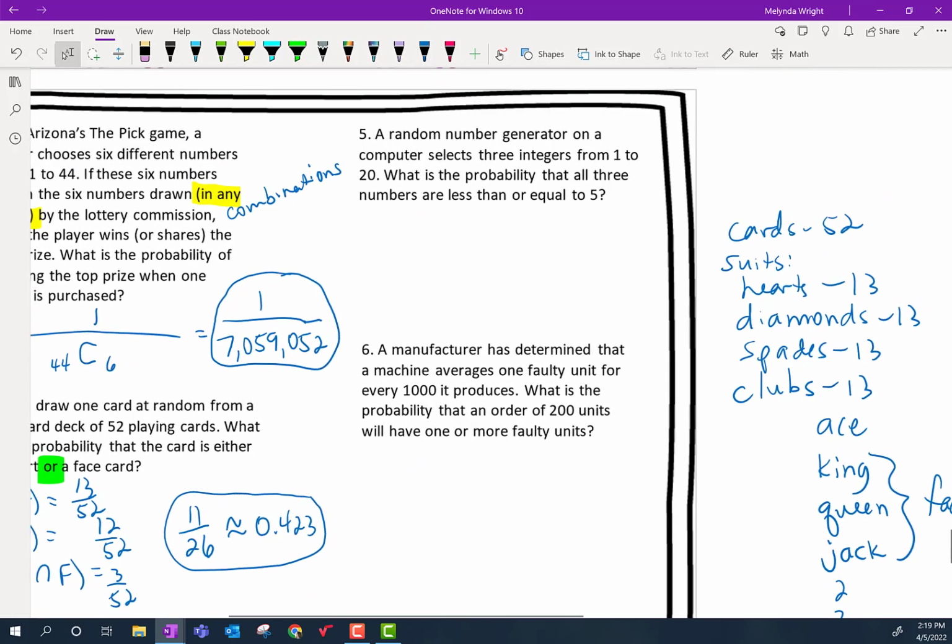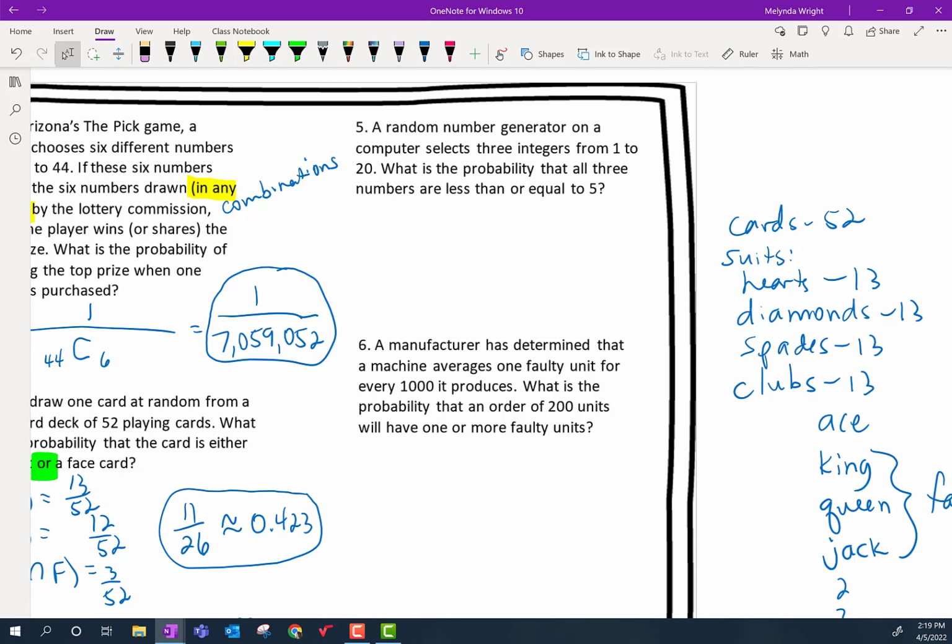A random number generator on a computer selects 3 integers from 1 to 20. What's the probability that all 3 numbers are less than or equal to 5? Okay, so let's step back and just talk about one of them. So we want to find the probability that one of them is between 1 and 5. How many ways could we get what we want? How many numbers are between 1 and 5? Well, 5. How many total numbers could we get? Well, it says from 1 to 20, so we could get 20 numbers. So the probability of getting what we want would be 1/4.